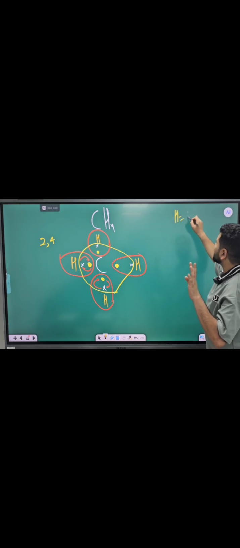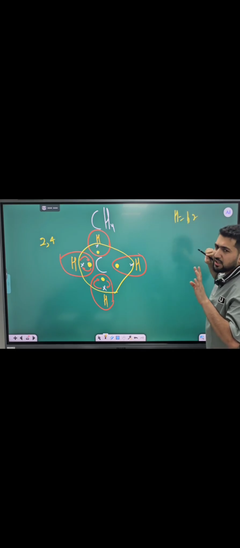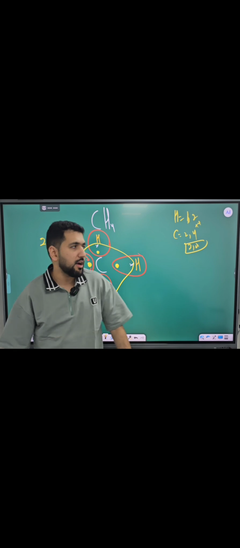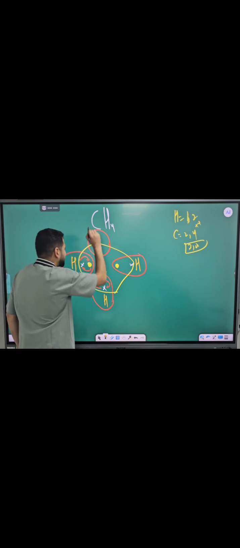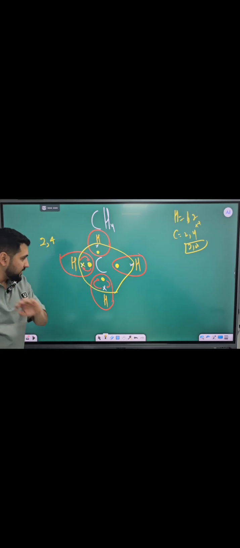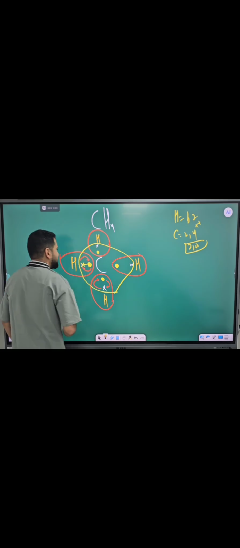Hydrogen has 1, so it needs only 1 electron, right? But carbon has 2, 4, so it needs 4 electrons in the last shell so that its valence will become 2, 8. I hope this is clear. And this type of bond that is formed here, guys, is called a covalent bond.